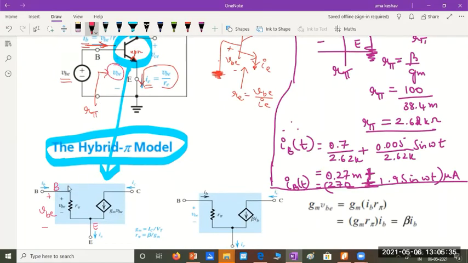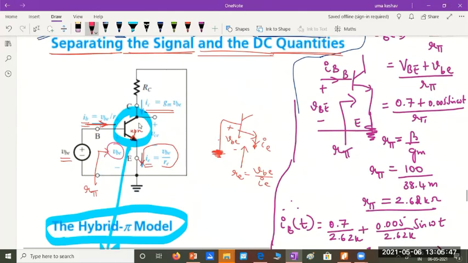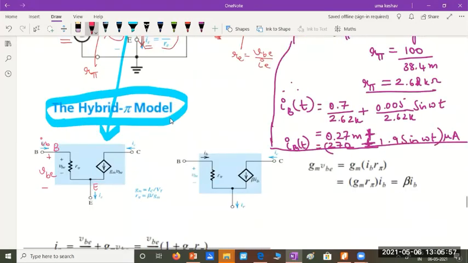There is a resistance R pi, we have indicated that, and there is a current IB entering the base. Next, coming to the collector terminal, there is a collector current IC flowing, which is given as GM into VBE. So how do I indicate that? Since IC is equal to GM into VBE, VBE is the input signal. Yes or no? VBE is the input signal.